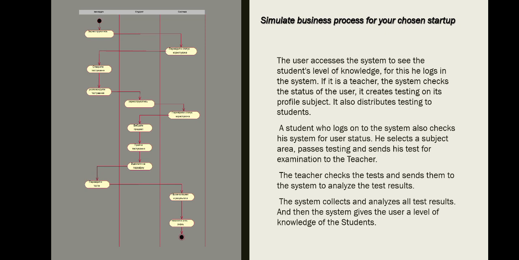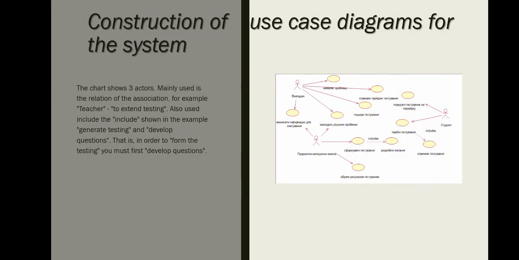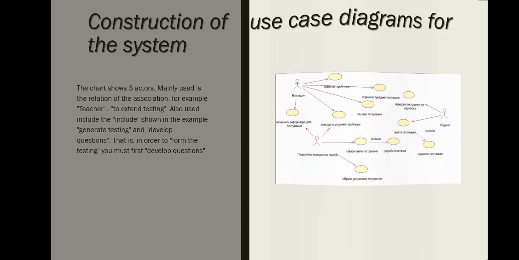Construction of use case diagrams for the system. The chart shows three actors. Mainly used is the relation of association, for example, teacher to extend testing. Also used is include, shown in the example: generate testing and develop questions. That is, in order to perform the testing, you must first develop questions.